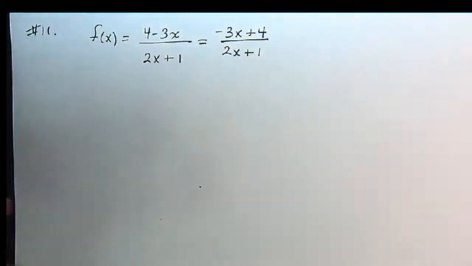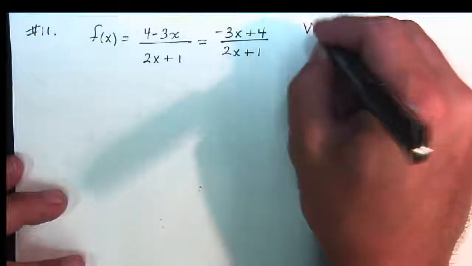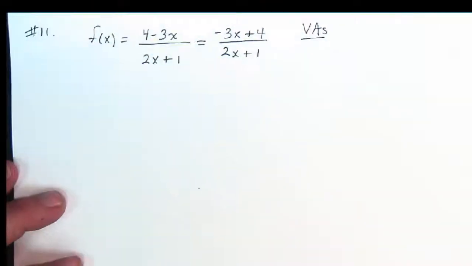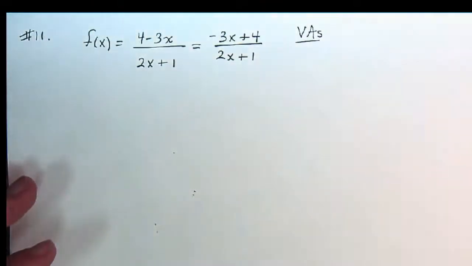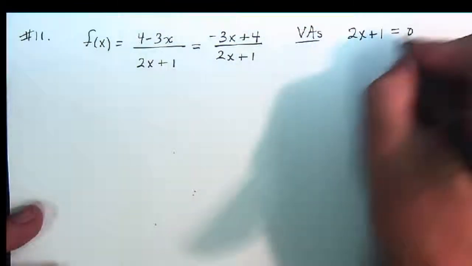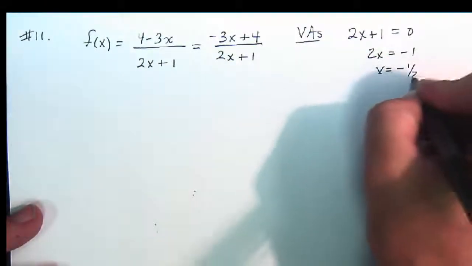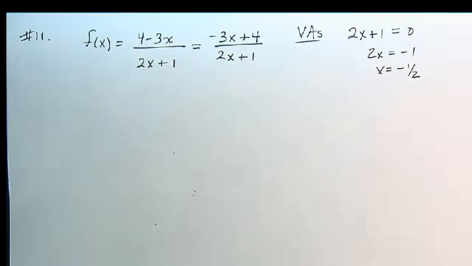Before I do the horizontal asymptotes, I like to do vertical asymptotes first, though. So let me do this. The vertical asymptote is found where the denominator equals 0, right? So take the denominator, set it equal to 0, and you see that x equals negative a half is the only vertical asymptote.